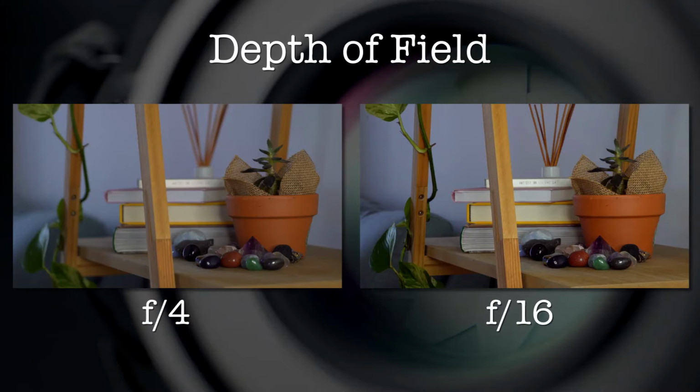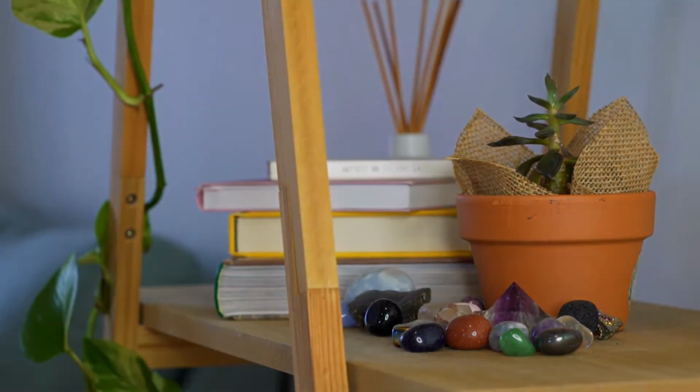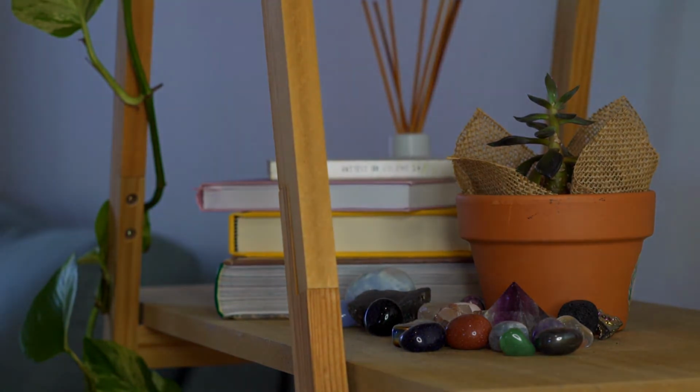Compare these two images. The left-hand image has a low f-stop, which means very shallow depth of field and only a fraction of the image is in focus. The right-hand image has a high f-stop and almost all of the image is in focus. And you can see how changing the f-stop to increase the focal area also changes the exposure.